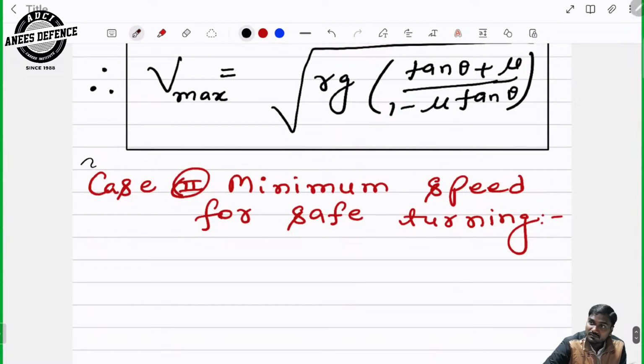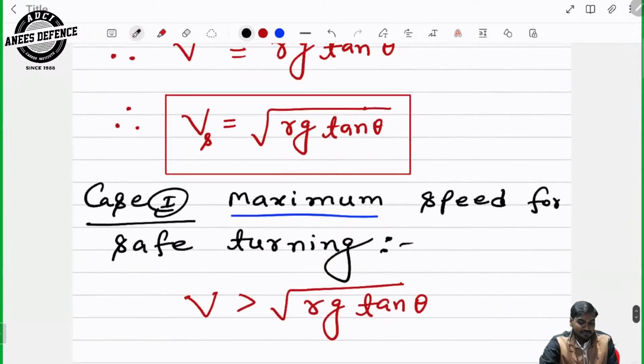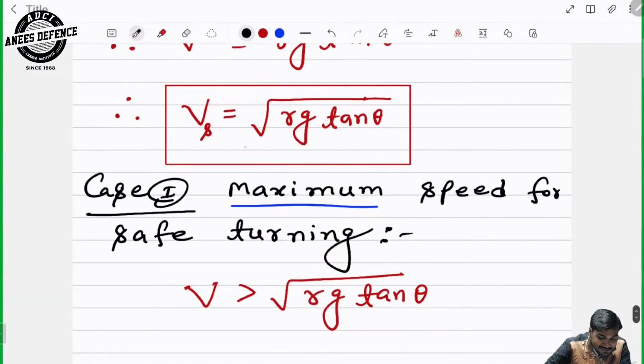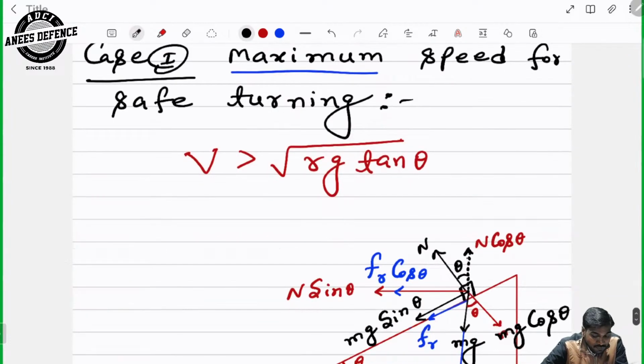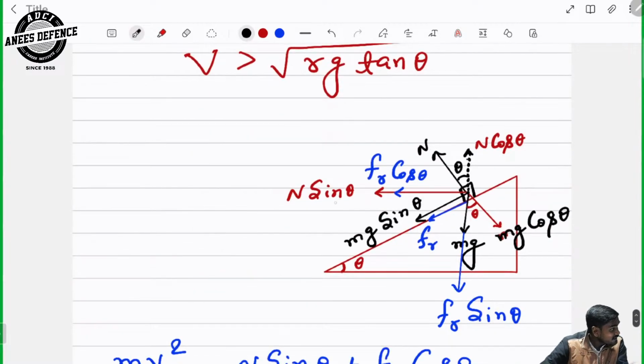This is your homework. What you have to do? Your safe speed should be less than root rg tan theta. Here you have written v should be greater, so your symbol should be less than root rg tan theta. Means your N sin theta should be less than the centripetal force. So a force opposite to N sin theta should be acting there.